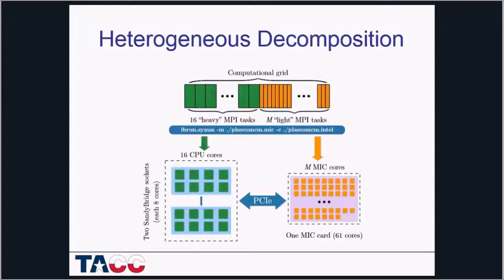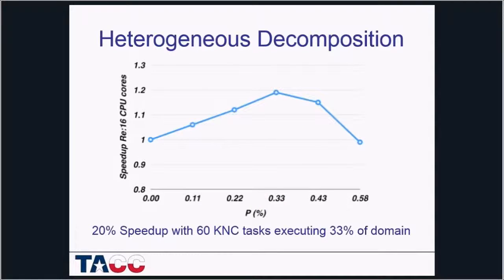And here's a figure that describes the heterogeneous decomposition. You can see we've got this computational grid that has a 1D decomposition up at the top, and we've broken it down to use heavy tasks and lightweight MPI tasks. We send all the heavy tasks to the Sandy Bridge socket on the host, and we send all the lightweight tasks over to the MIC. So, a relatively simple change that enabled us to do some interesting scaling results on the Xeon Phi cards.